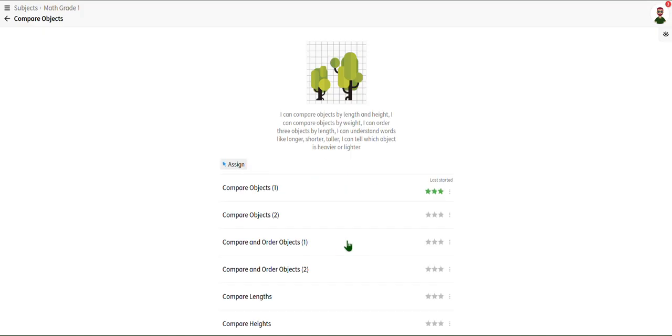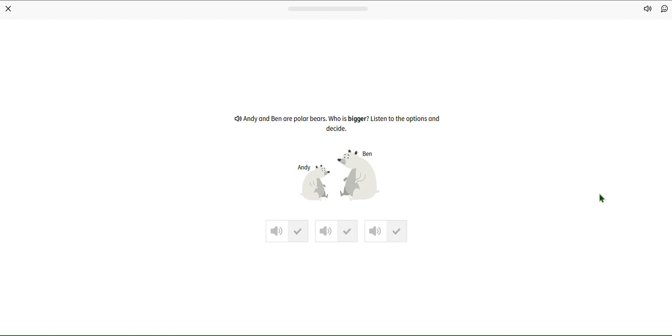Good job, everyone. Hooray! You did it. Andy and Ben are polar bears. Who is bigger? Listen to the options and decide. Andy is bigger than Ben. Ben is bigger than Andy. Andy and Ben are the same size. So based off of the picture, Ben is bigger. So we're going to listen to it one more time and pick the one that is saying Ben is bigger. Andy is bigger than Ben. Ben is bigger than Andy. That's this one.